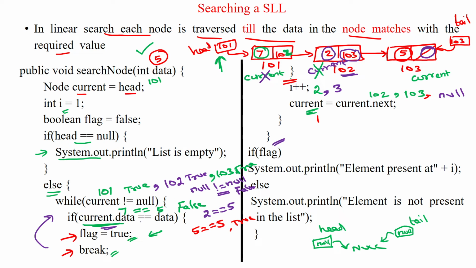Now flag is set as true. If it is true, then the element is present at position I. What is the I value here? 3. So our I value is 3. So our element 5 is available at position number 3. So this is the way to search an element in a singly linked list. Thank you.